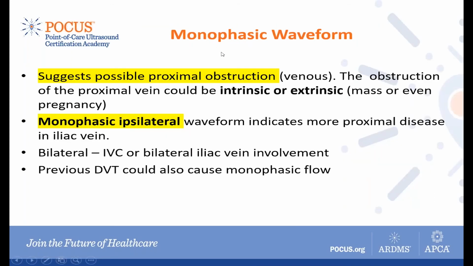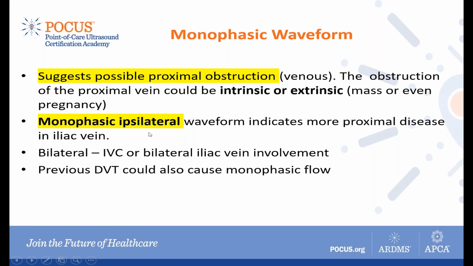So what is the significance of the monophasic waveform? It definitely suggests something is not right. There's some obstruction to the flow of blood in the vein, the deep vein. And it could be intrinsic, could be extrinsic. As I mentioned earlier, a mass or even advanced pregnancy or twins, triplets could cause that. So be aware that it doesn't always mean there's a thrombus.